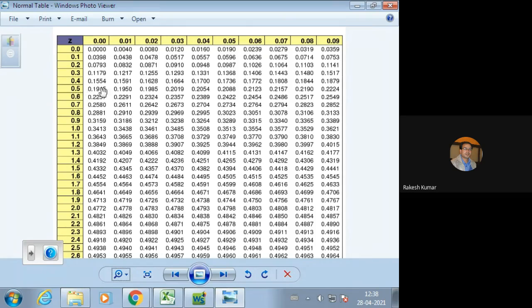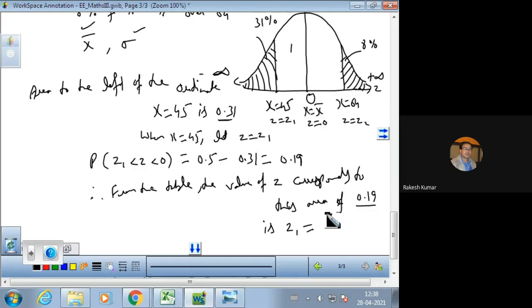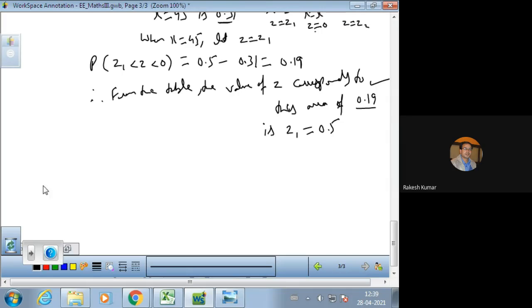So you will take the point in front of 0.5 and under the column of 0.00. So 0.5 plus 0.00. So you will be able to get the point, that is 0.5. So it means this point is 0.5. So 0.5 to 0 तक जो area है that is 0.19, इसको हम बाद में use करेंगे. Now come to 64.